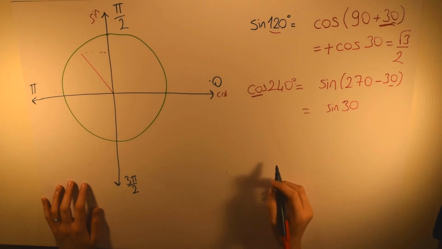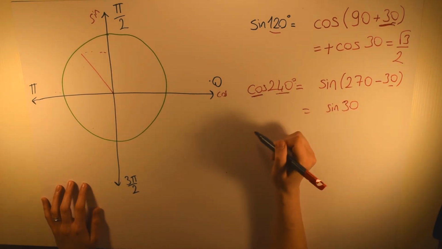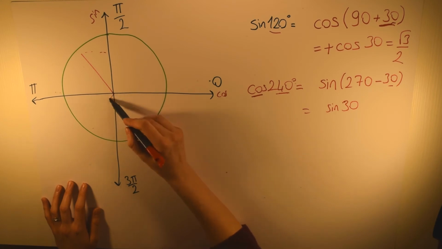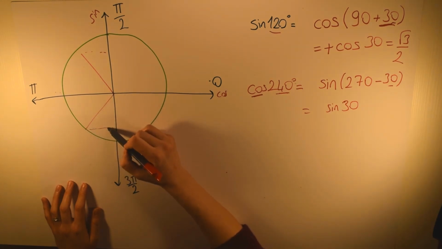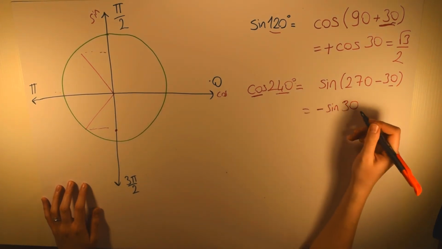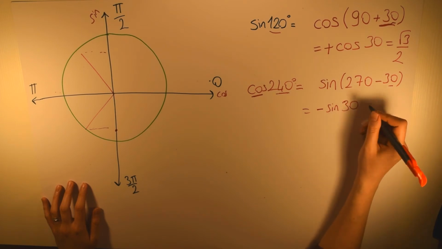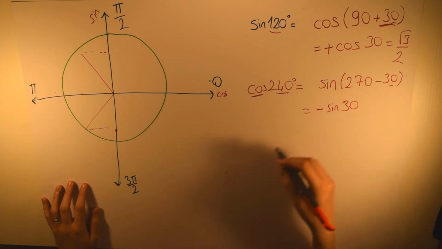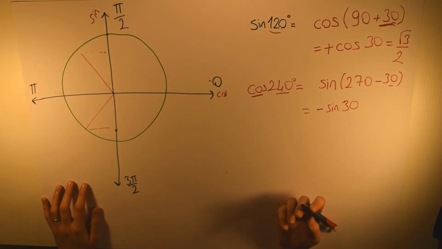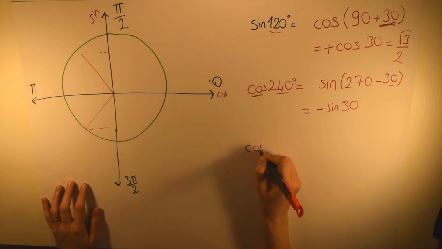So let's look at its sign. 240 is somewhere here, so here the sign is negative, right? Here it's somewhere here, so it's negative. It's minus sine 30 degrees.